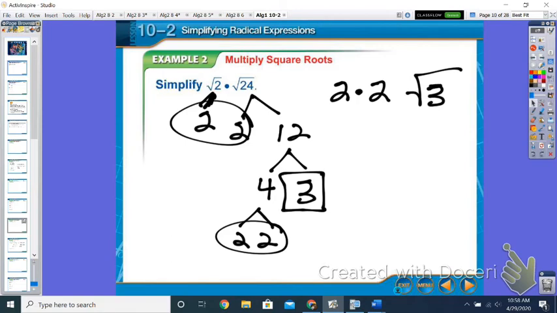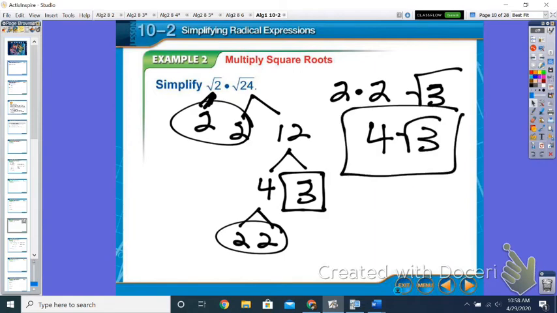And it's not just because the problem was multiplication. It's because anytime you're doing this and you have these pairs, they both go on the outside and they get multiplied. So 2 times 2 is 4. So this is going to be 4 root 3 as our answer.